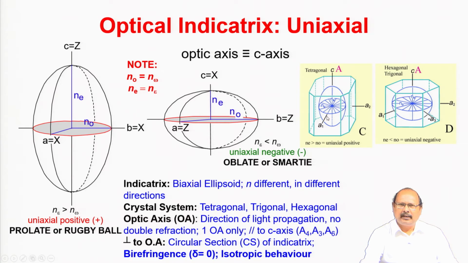In minerals belonging to the tetragonal and hexagonal crystal systems you have the same feature: you have one C crystallographic axis, and perpendicular to the C crystallographic axis, that is, the horizontal plane.